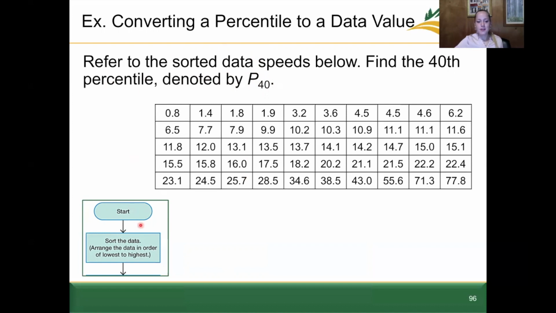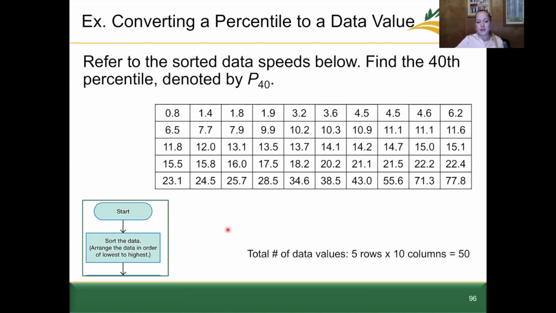In that flowchart, we start, and then the next step is to sort the data, which means arrange the data in order of lowest to highest. This is already done for us. We have 0.8 up to 77.8. That's the very first step in converting a percentile to a data value. I want to mention, we took 11.8 and figured out what percentile it is in. This is going the other way. We're given a percentile and we need to figure out what data value that refers to.